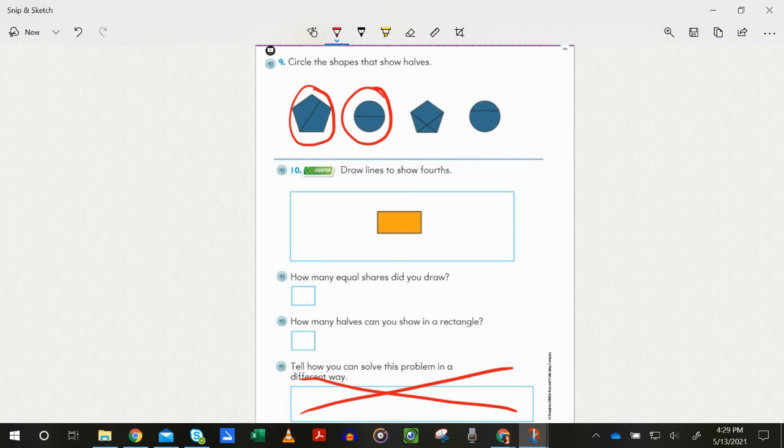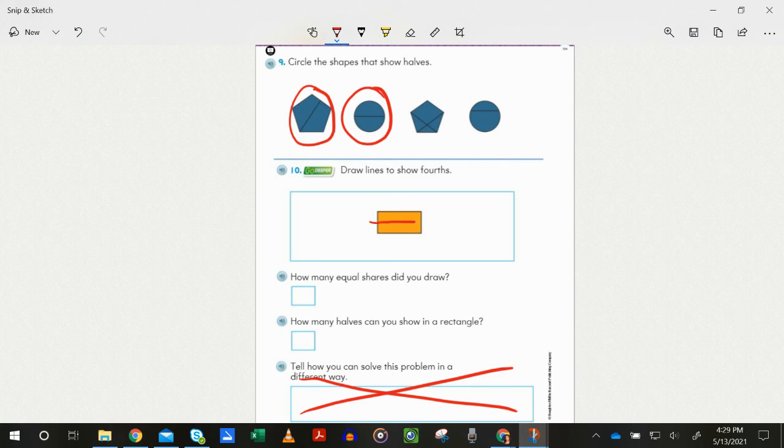Okay, number 10, you could have cut this shape into fourths in many different ways. So let me show you a few of them. Maybe you just did a line here and a line here, and that was your way of cutting it into fourths, and that works great. Or maybe you did the line here, but then you did lines here and here. My lines weren't very straight, but you get the idea. That would be fourths as well.